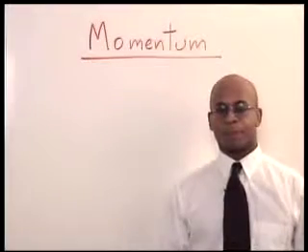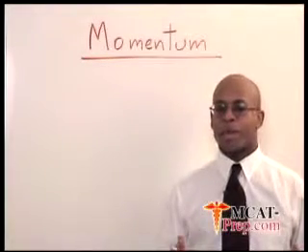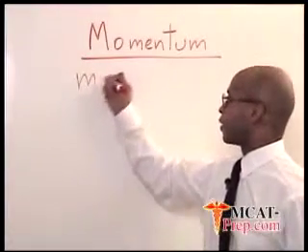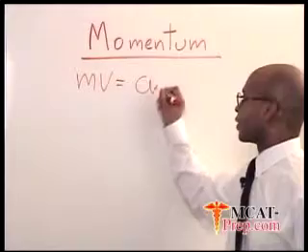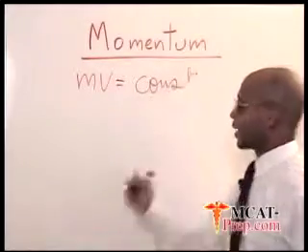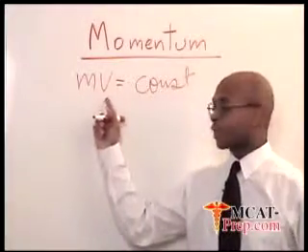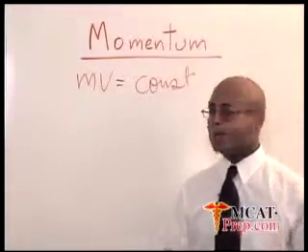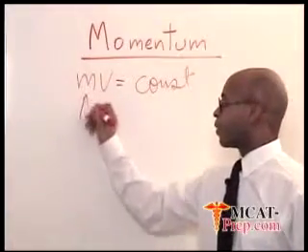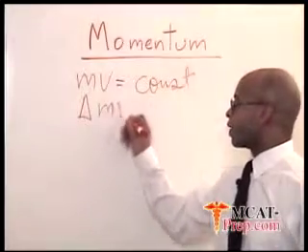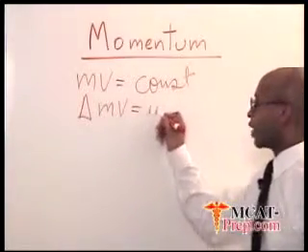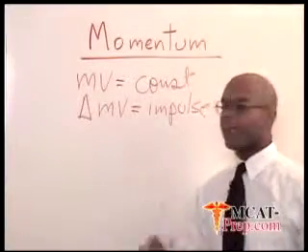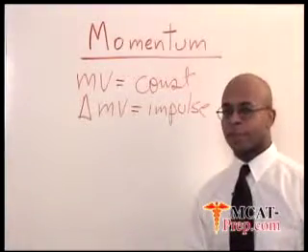Momentum. The key concepts behind momentum include that mv is a constant, which is to say that mass times velocity is constant. The other concept is that of impulse. Impulse is defined as the instantaneous change in momentum.